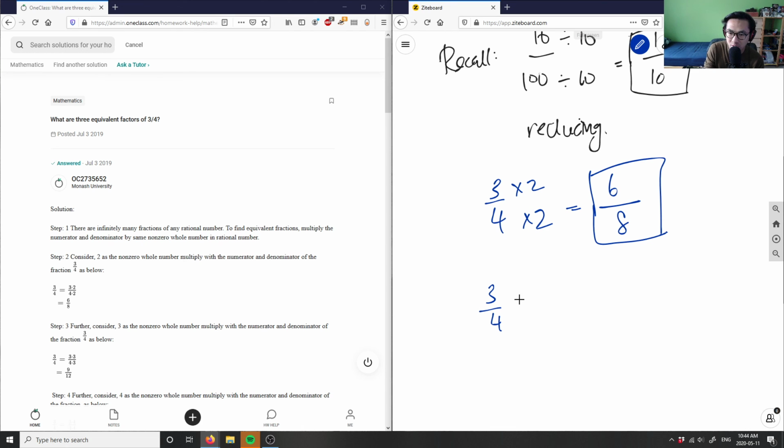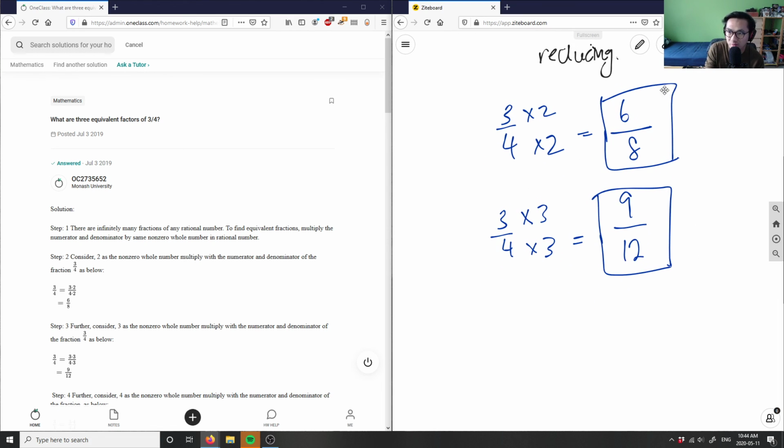For my second solution, I'm changing the 2 here, maybe I'll change it to 3. So 3 times 3 here is 9. 4 times 3 here is 12. And this here would give me a second solution. So this here's 9 over 12. And finally, I would want 3 factors, so let's switch it up here. So 3 over 4, and multiply this by 10. It does not matter which number you put here again. Multiplying by 10.